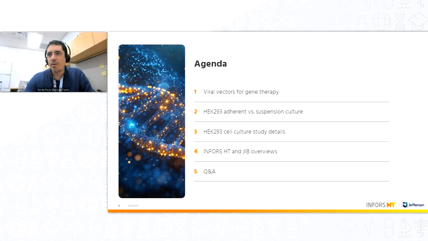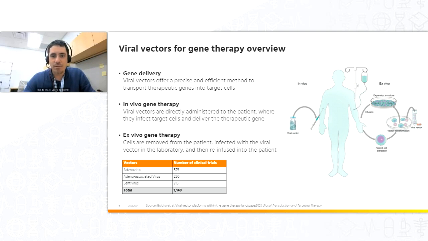So these are the topics we're going to discuss today. We're talking about the use of viral vectors for gene therapy, and what the bottlenecks are to make this technology viable and scalable. And then we're going to show some results that we got in this partnership between JIB and INFORS HT for a suspension HEK293 cell culture using the Multitron INFORS incubator. And finally, in the end, we have some time for questions and discussions, as Miles said. So let's begin.